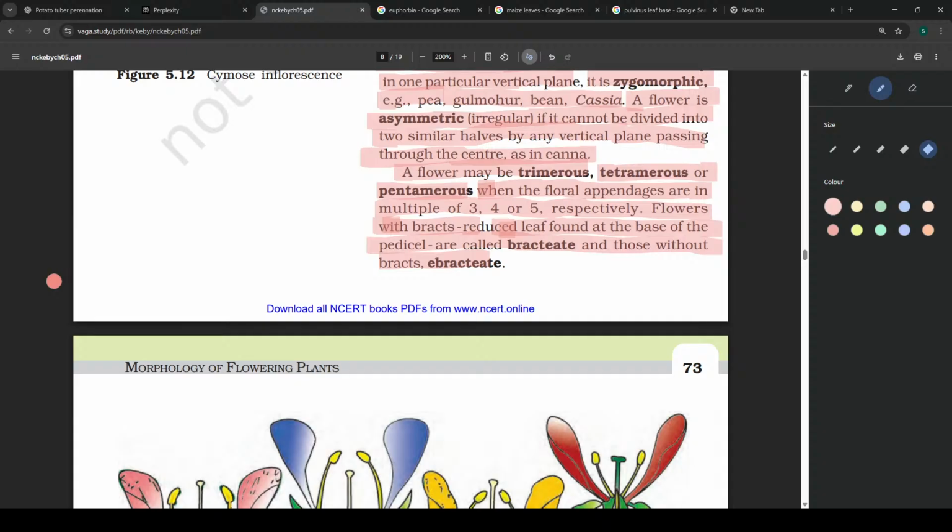And if the flowers contain bracts, what are bracts, if you ask? Bracts are reduced leaves found at the base of the pedicel. Pedicel is the stalk of the flower, and at the base of the pedicel there are reduced leaves. If they are found, the flower is a bracteate flower, and without those bracts, we call it an ebracteate flower.